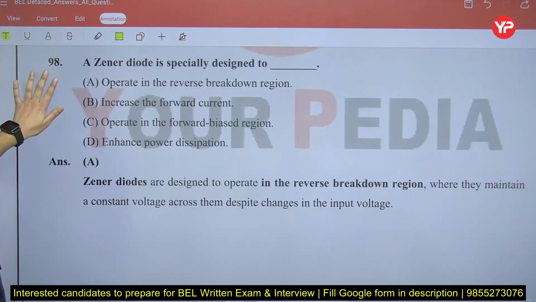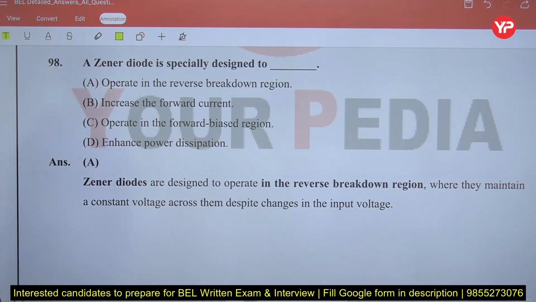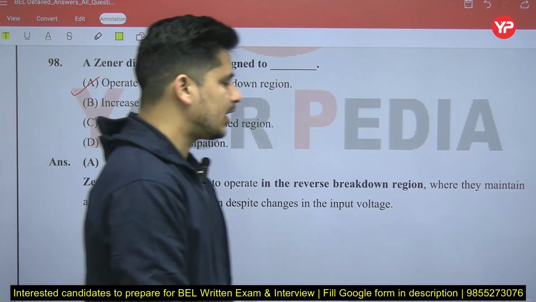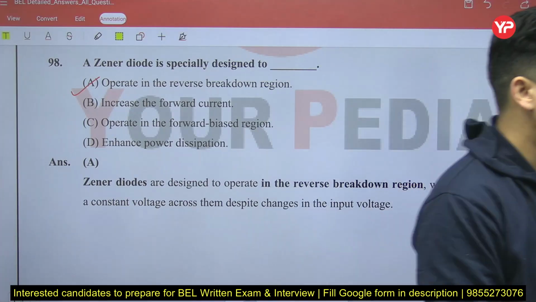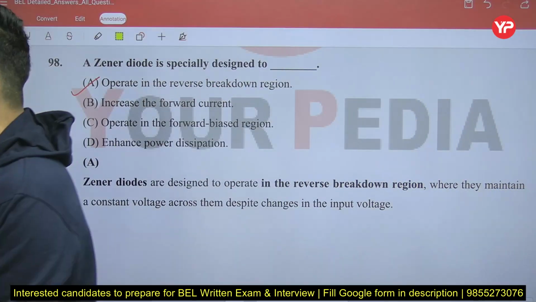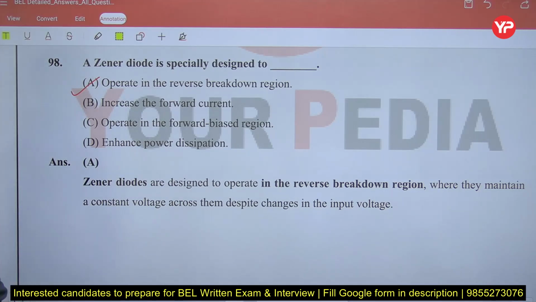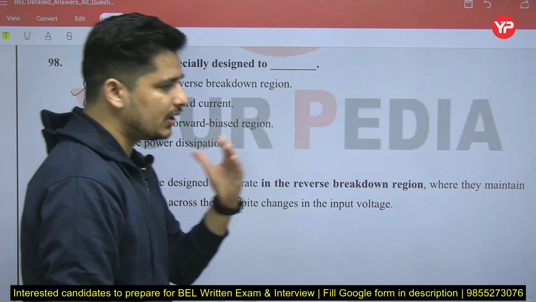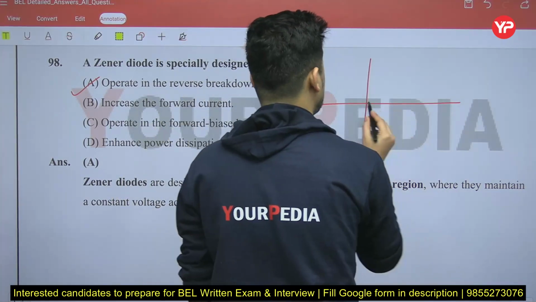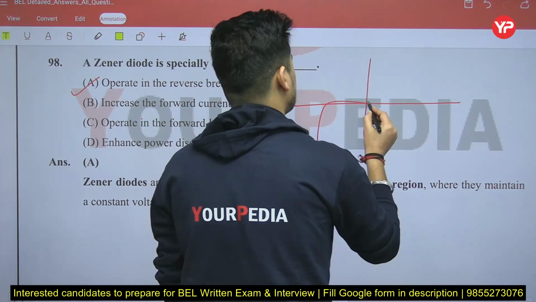The Zener diode is specially designed to operate in the reverse breakdown region. You remember, there are two types of diode. One is the normal diode, another one is the Zener diode. The Zener diode always works in reverse bias, after the breakdown voltage. If I draw the characteristic of a Zener diode, the characteristics look like this.